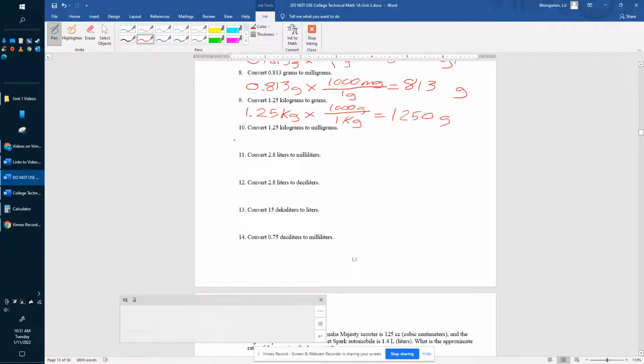Converting it to milligrams. Again, it doesn't occur to me how many milligrams are in a kilogram, so I'm just going to convert to grams first and then I'll convert to milligrams. I know there are 1,000 grams in 1 kilogram. And I know there are 1,000 milligrams in 1 gram. So we're going to have to add 6 zeros to this. That'll give us 1,250,000 milligrams.